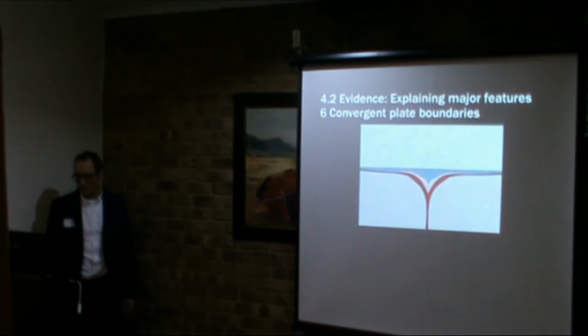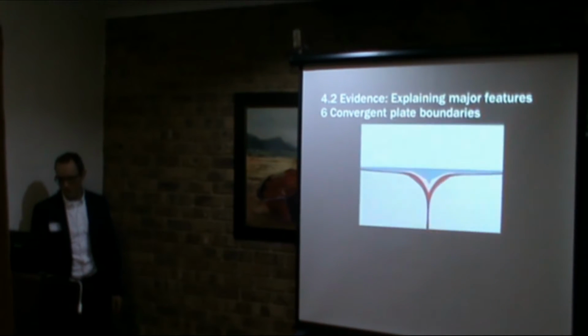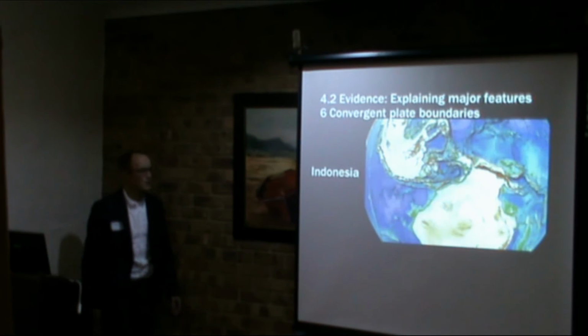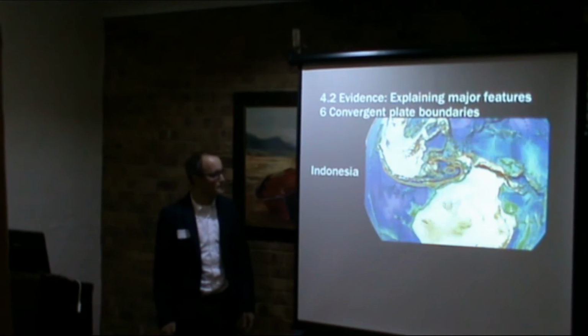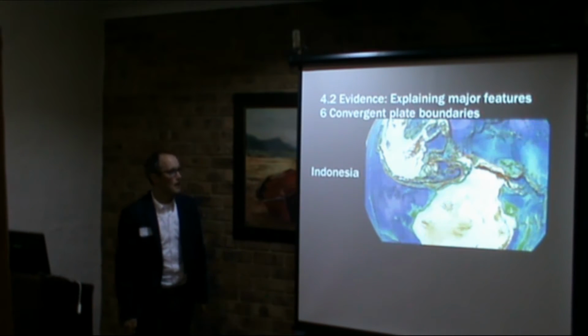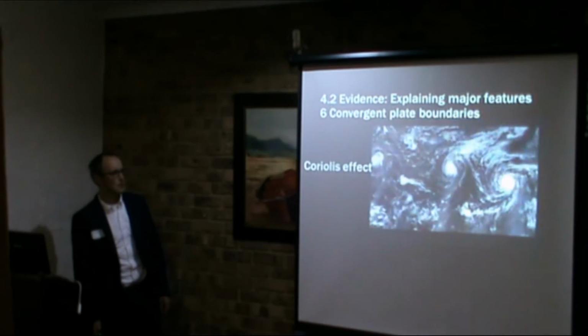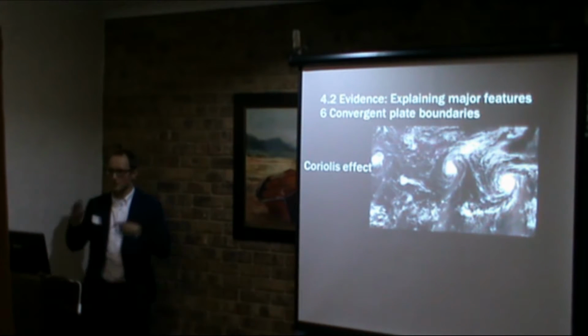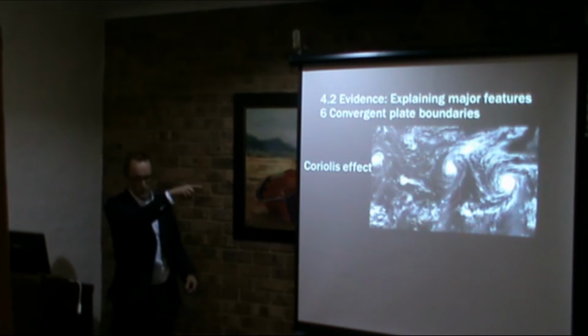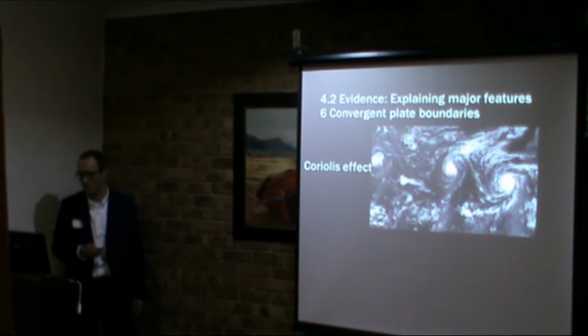Convergent plate boundaries. I think when this happens it would behave liquid-like. What I mean with that, well, take a look at this one. It's a spiral shape. And if you compare the spiral shape to what we see with the weather, you see that's caused by what's called the Coriolis effect. The spiral shapes you're used to when you look at weather maps.